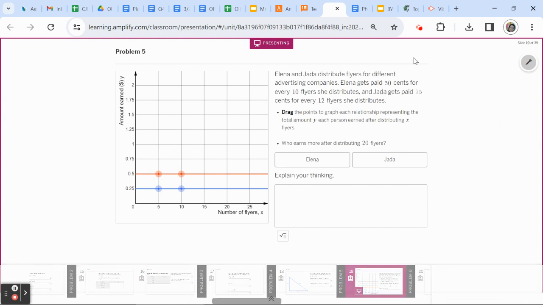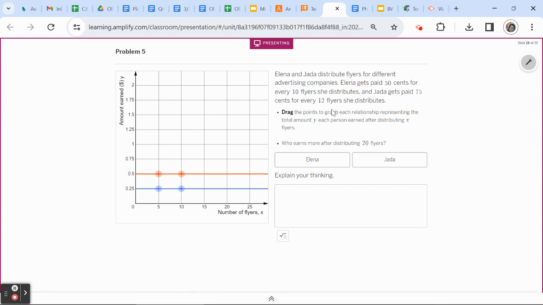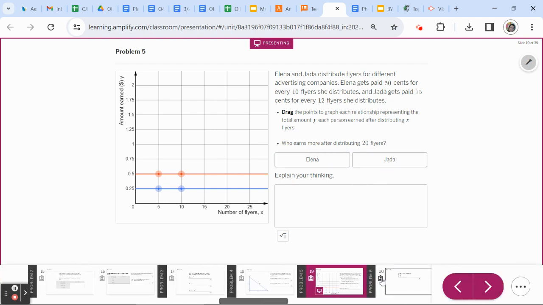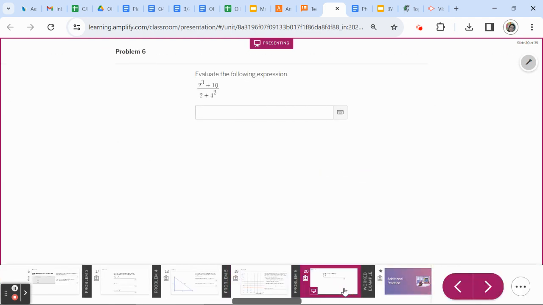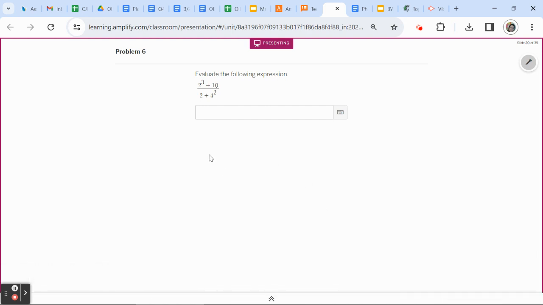Problem 5, you're graphing their 2 situations, selecting who won more, and explain your thinking. And then number 6, your last one, is evaluating this following expression.